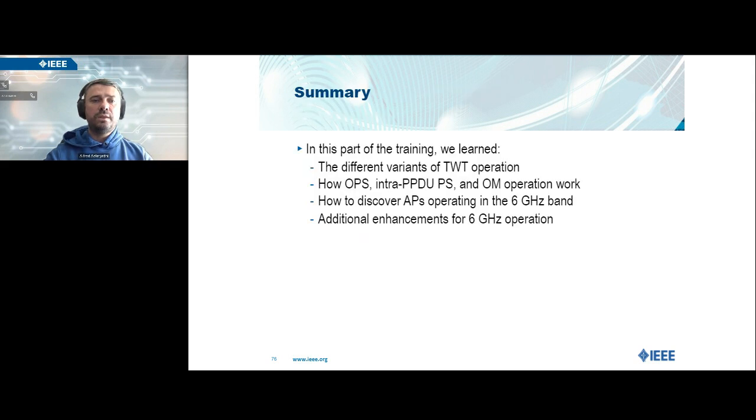So with that, in summary, we covered the different variants of TWT operation, how opportunistic power save, intra-PPDU power save, and operation mode operation work. How to discover APs operating in the 6 gigahertz band, covering both in-band and out-of-band scanning with the different flavors of active and passive scanning, and the additional enhancements that were introduced for the 6 gigahertz band. So with that, we're done. So I'll take some of the questions that I have here.